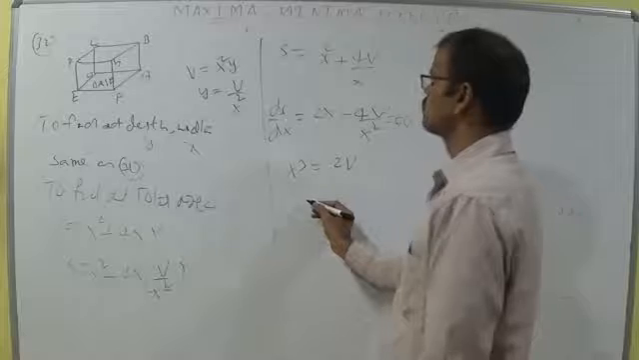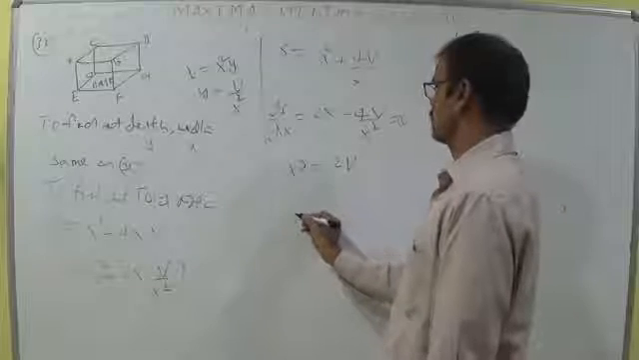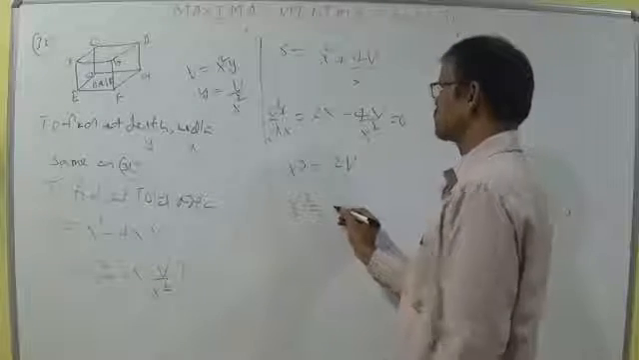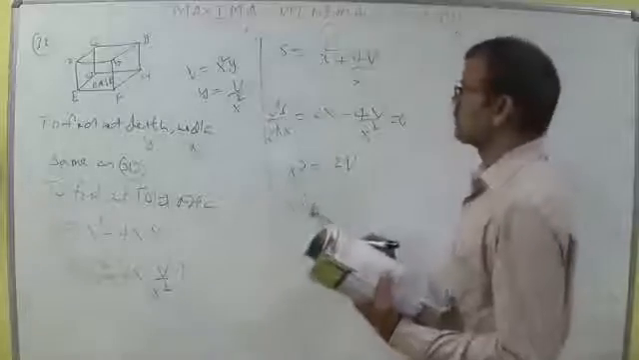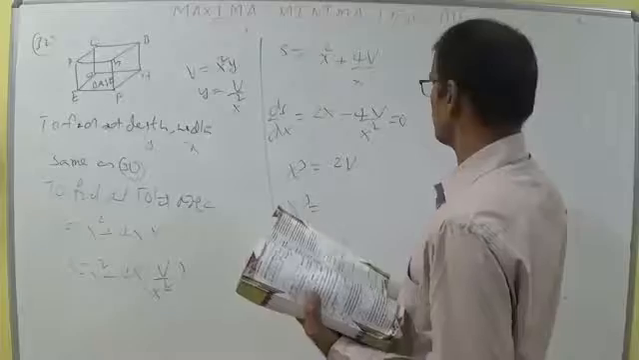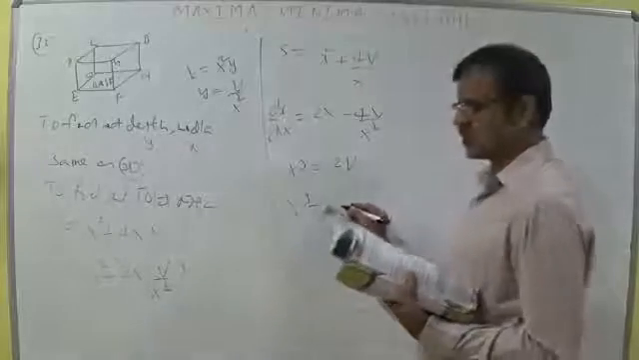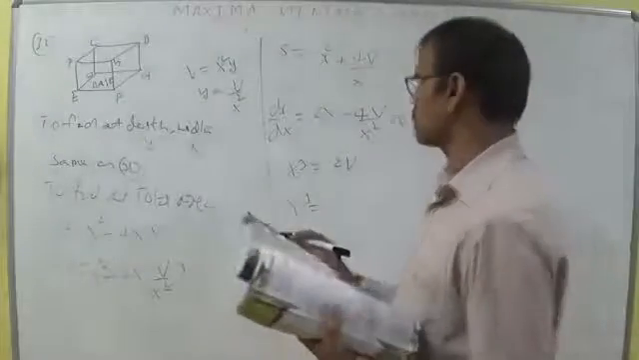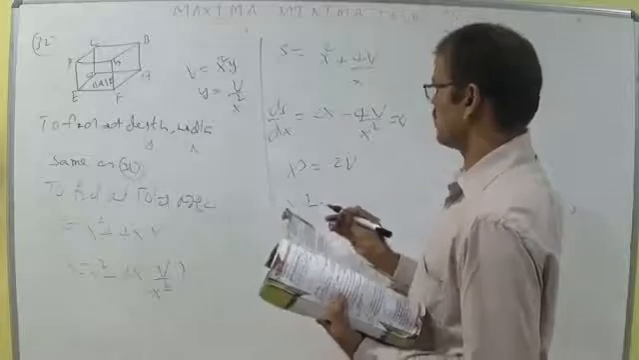X cube equal to 2v. So what is v? X cube is equal to what he is asking. V is equal to x square y. X square y is equal to, he is asking depth y to x. Y by x should calculate.